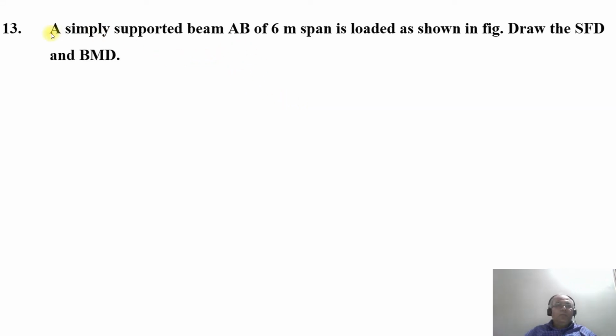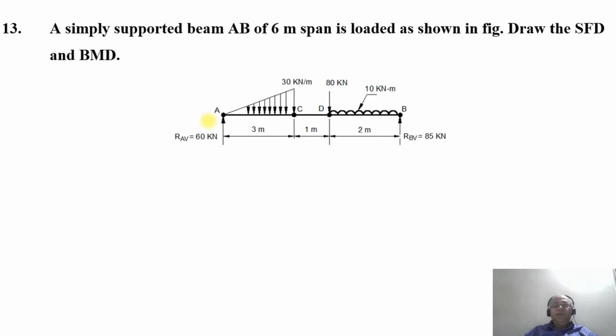We're going to take up one more problem on a simply supported beam. Problem number 13: a simply supported beam AB of 6 meter span is loaded as shown in the figure. Draw the SFD and BMD.